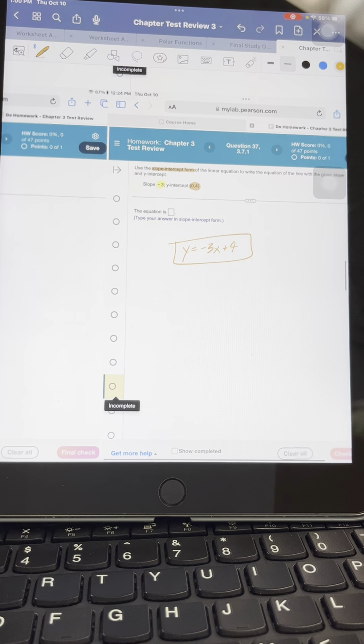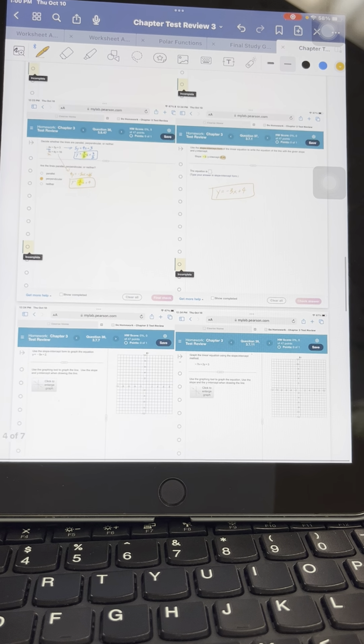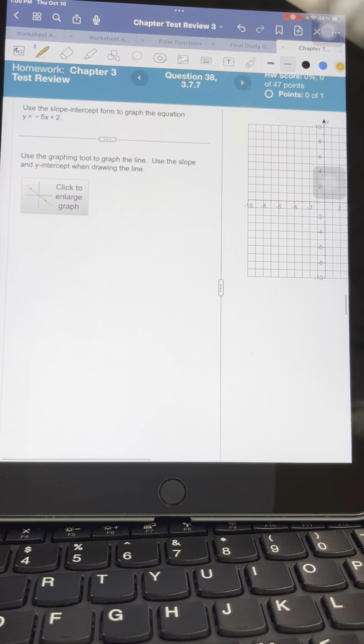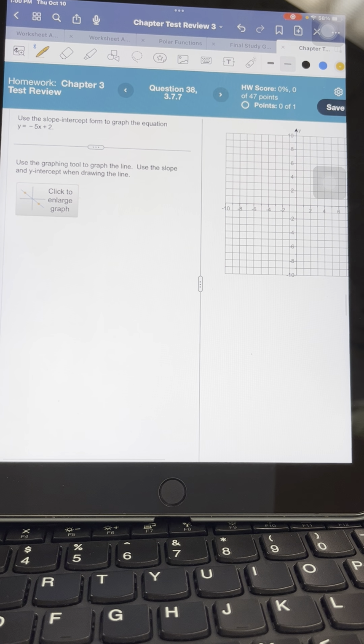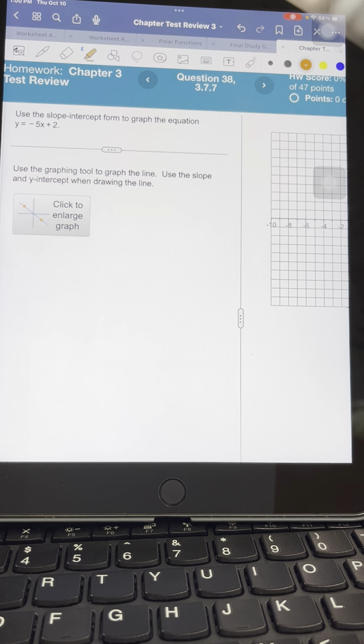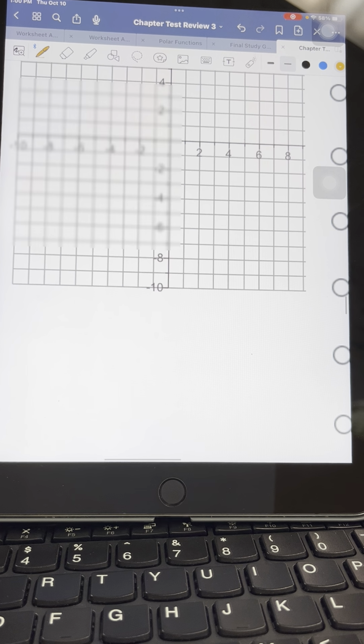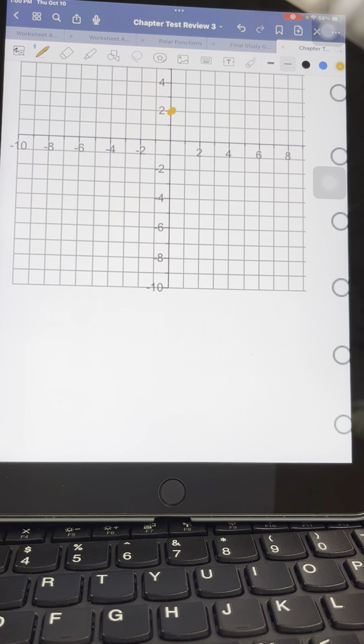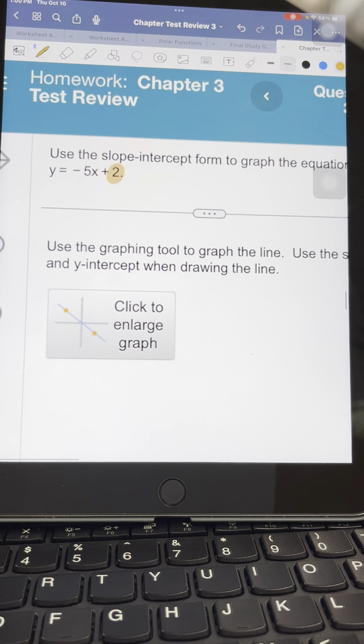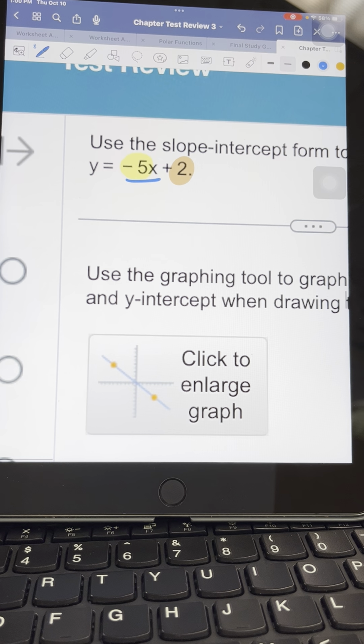Like, undoubtedly. Okay, now use the slope-intercept form to graph the equation y equals negative 5x plus 2. The first thing we want to do when we're plotting is plot our y-intercept. What's our y-intercept? 2. So let's go over here and plot 2. Perfect. Now, what is the slope? Negative 5 over 1. That's how you guys have got to start seeing it. Negative 5 over 1x, which means we're going to go down 5 and 1 to the right.